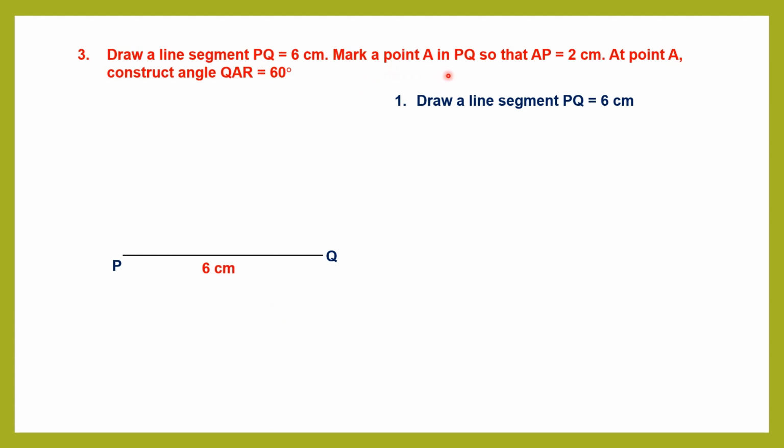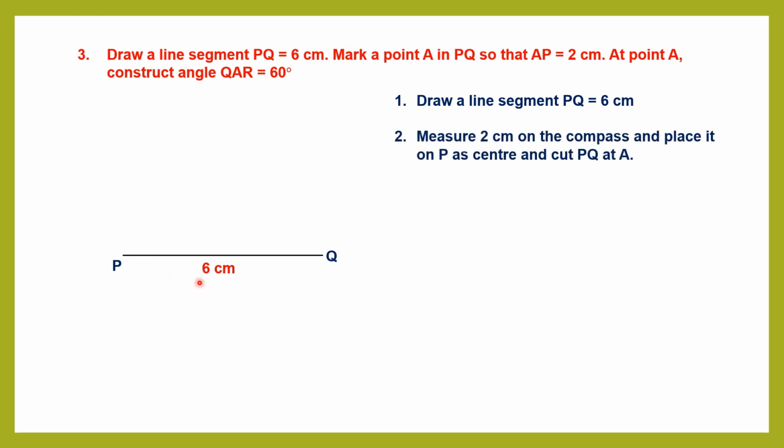Next step is mark a point A in PQ so that AP is 2 centimeters. That means from P we have to get 2 centimeters and that point will be A. You can use your ruler or your compass. Take 2 centimeters on your compass, place it on P and cut PQ at a particular point, and that will be A.